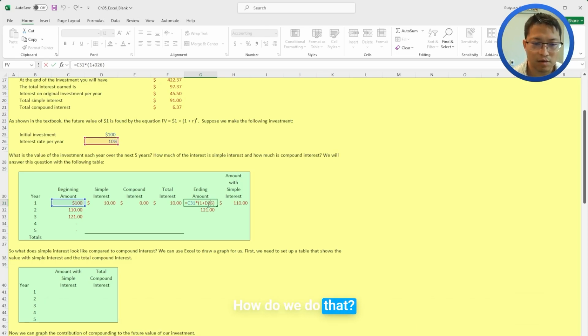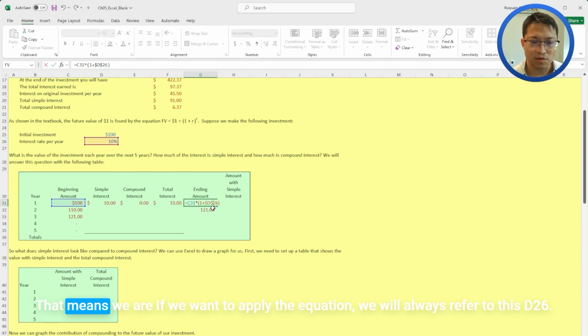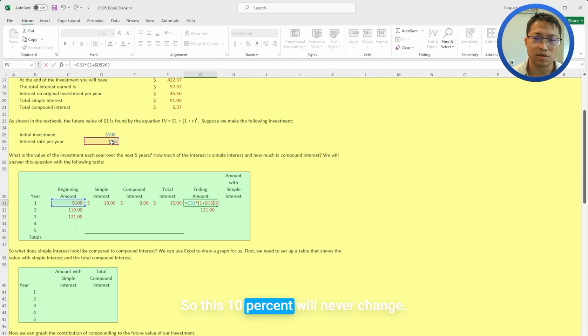How do we do that? We can press F4 on the keyboard. If you press it once, you will notice there's a dollar sign in front of the D and a dollar sign in front of the 26. That means if we apply the equation, we will always refer to this D26. So this 10% will never change. We call this the absolute self-reference.